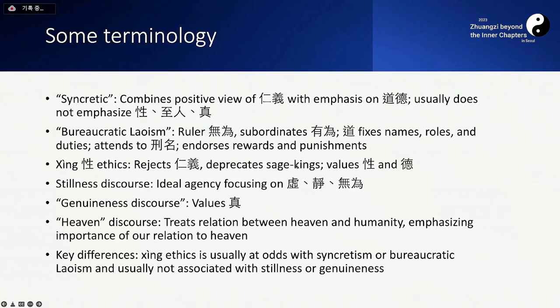Another term I want to introduce is Xing ethics, a family of views that reject prevailing values such as benevolence and righteousness. They deprecate the sage kings, the sages of the three dynasties, and they sometimes present a regressive view of history as a steady decline in people's virtue. They value people's inherent nature as a basic good, and they use it as a kind of basic normative standard.